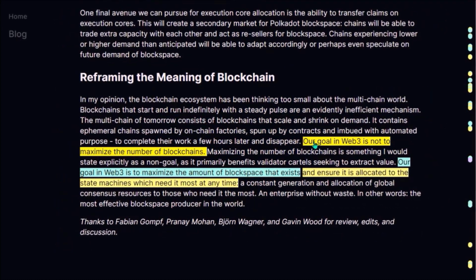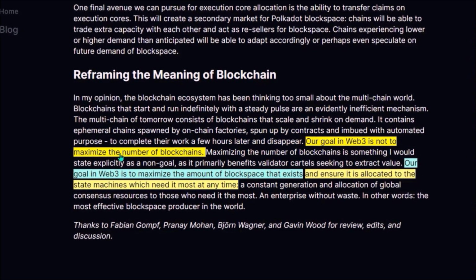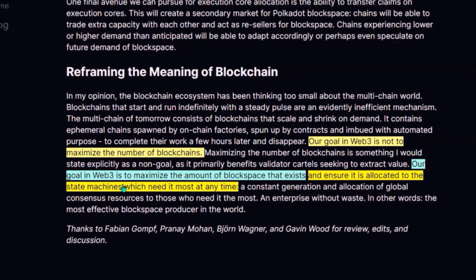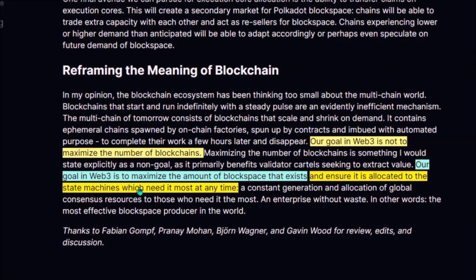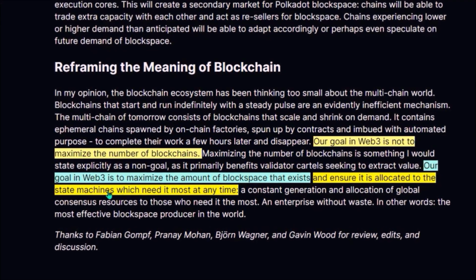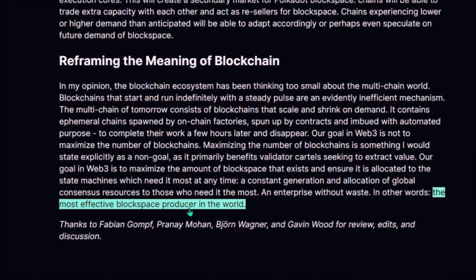Hence, the goal of Polkadot in Web3 is not to produce as many application-specific blockchains as possible. The main effort is and will be to scale the production of high-quality block space and ensure block space is efficiently allocated to where it's currently needed. Simply put, Polkadot's vision is to become the most effective block space producer.